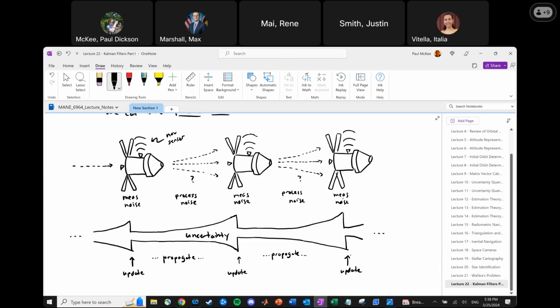And so what we're left with after a few more notes is we're going to talk about how to do the propagation, and that's going to take at least the rest of today. And then we're going to talk about how to do the update, and that's going to take most of next lecture. So we're going to have the propagate step and the update step, and they're both going to be pretty math intensive.